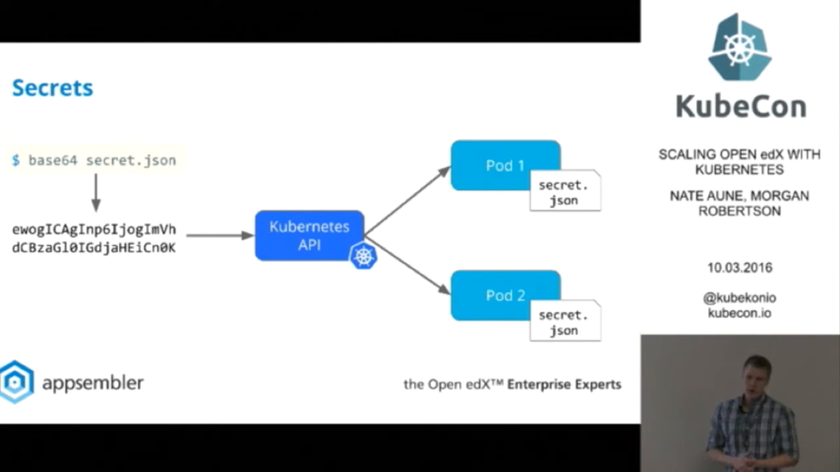So in Kubernetes, essentially what you do is you take your secret, you base64 encode it, and then you pass it to the Kubernetes API. Pods can then access secrets by mounting them as volumes and reading secrets in as files. Secret volumes are tmpfs file systems, so everything is stored in RAM, and there's no risk of accidentally writing your secrets to disk.